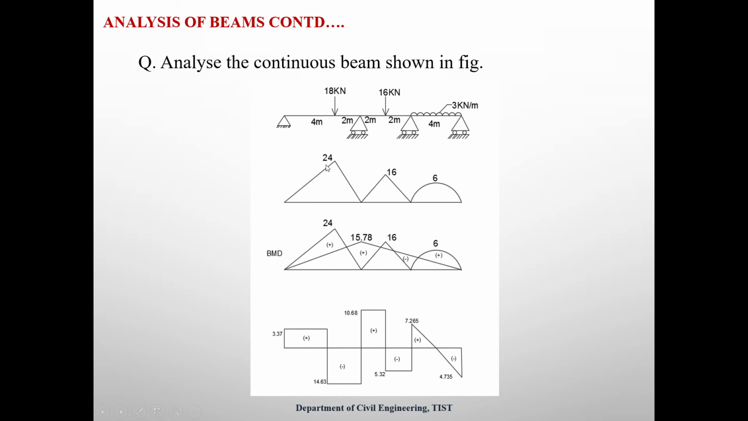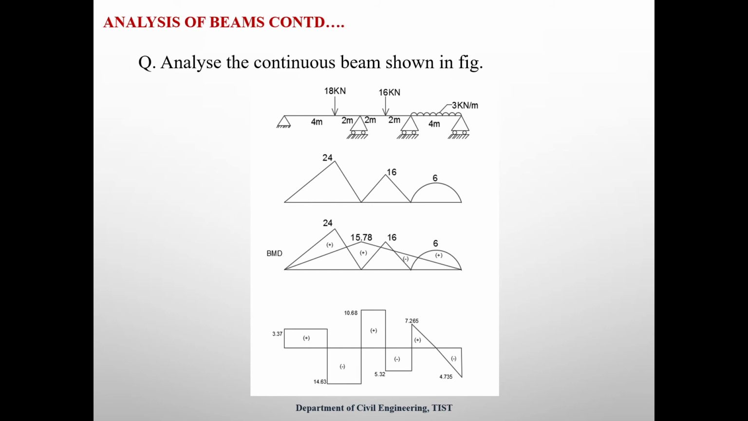First, consider each span as a simply supported beam separately and draw the free bending moment diagram, that is, the bending moment diagram due to the applied loads. For the first span, it is subjected to 18 kilonewton at a distance of 4 meters from the left support. That means it is an eccentric point load.